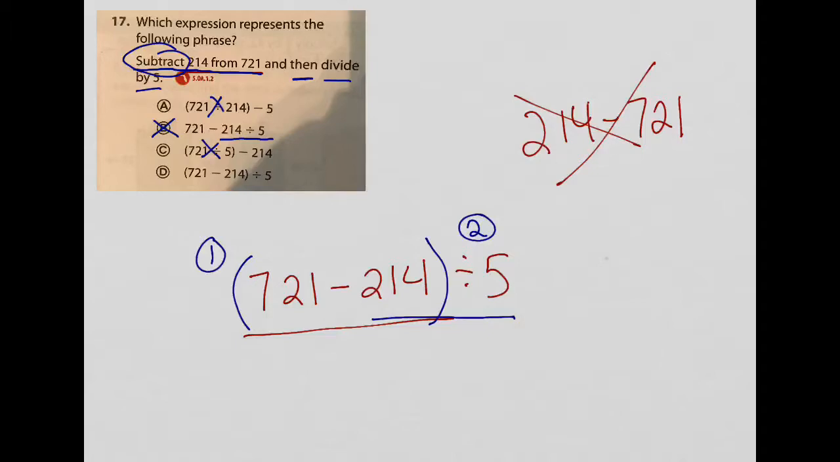So now we look at D. 721 minus 214 divided by 5. That looks exactly like what I have down here: 721 minus 214 divided by 5. Your correct answer is D.